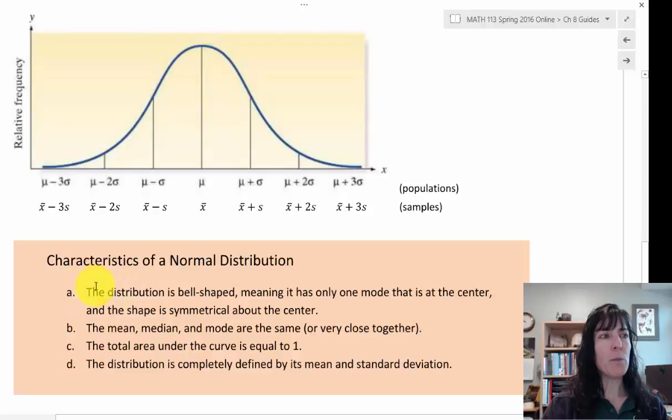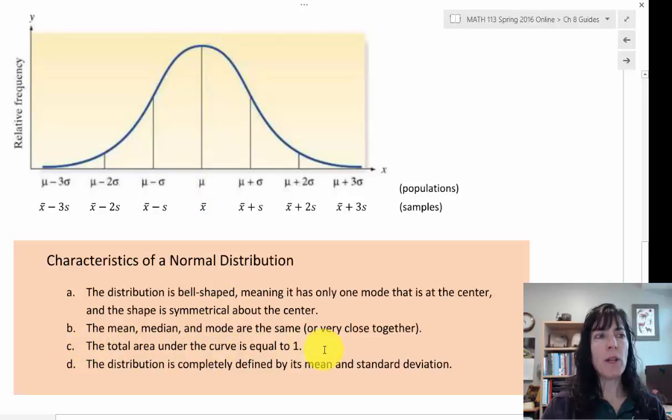The other thing that we know is that there's only one mode for this data, and it'll be right here at the center. So if you have bimodal data or many modes in your data, it can't have a normal distribution, because some characteristics of a normal distribution are that it's bell-shaped. We talked about that. It has a nice smooth curve, and it has only one mode, which is at the center. The shape is symmetrical about the center. If we fold right here on this line in the middle and fold the left half onto the right half, you will see that they match up very nearly exactly.